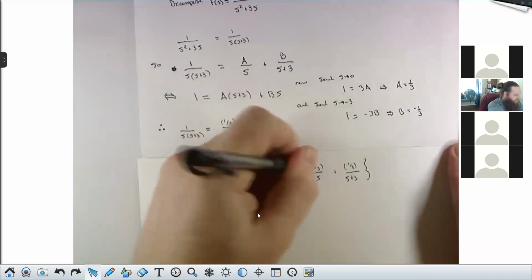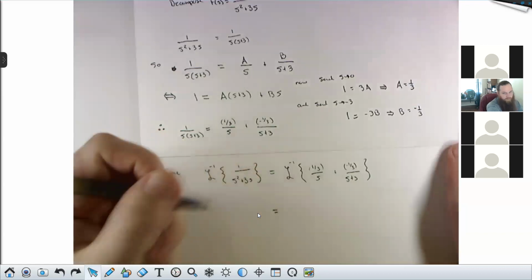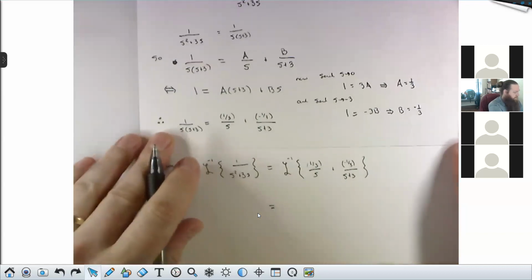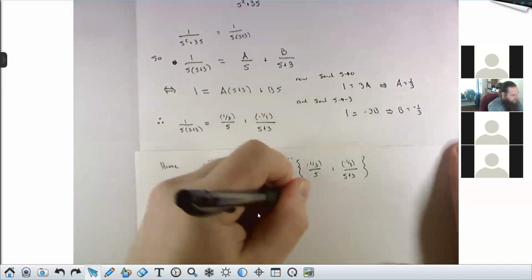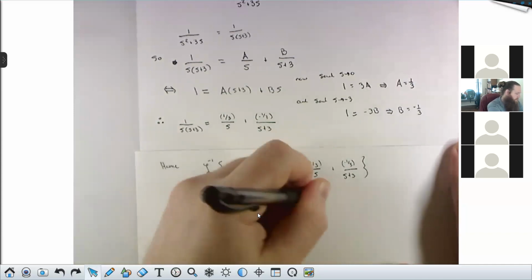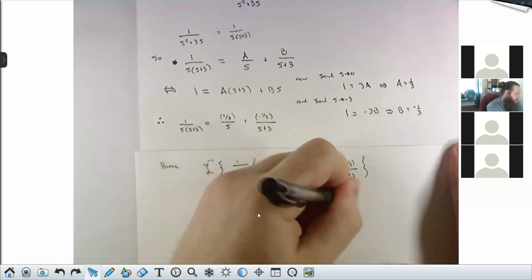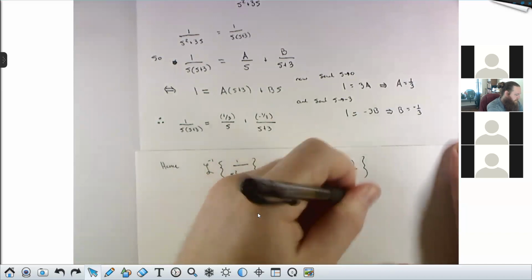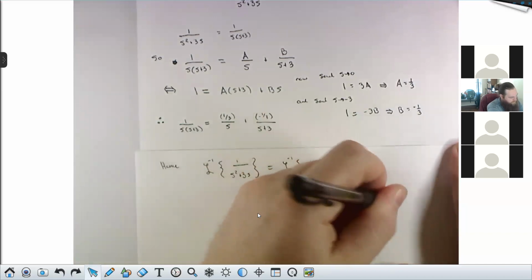And remember what I said, if L is linear, then L inverse is linear. Yet another fact from linear algebra. So this is 1/3 times the inverse Laplace transform of 1 over s minus 1/3 times the inverse Laplace transform of 1 over s plus 3.